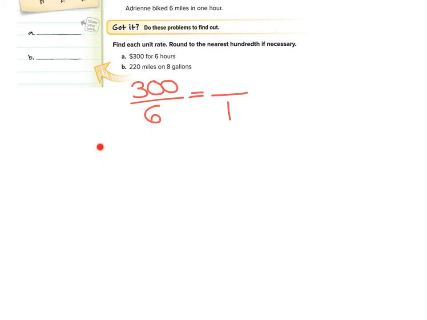Well, I took the 6 down to 1. That means I divided the 6 by 6, right? 6 divided by 6 is 1. So I brought it down to the 1. So I have to do the same thing to the 300. So we have 300 divided by 6, it's 50. Correct? So what is our unit rate? $50 per hour, right? Over here it would be $50 per hour, H for hour.